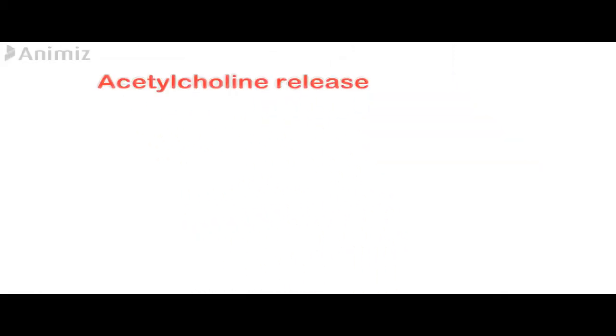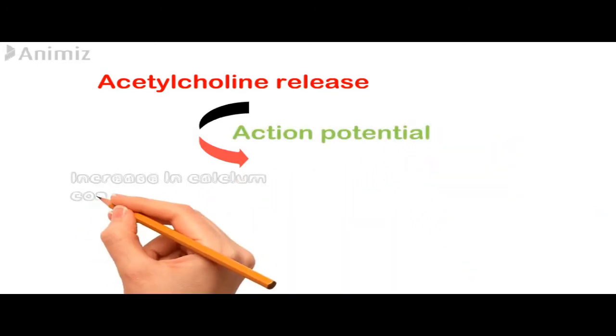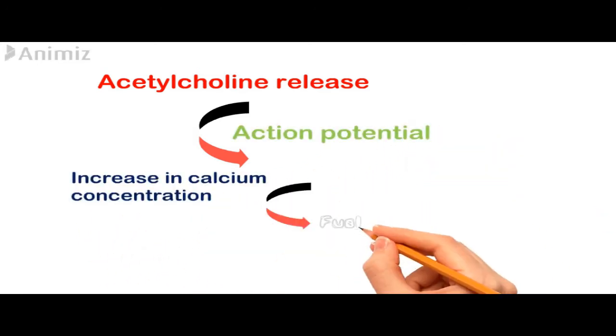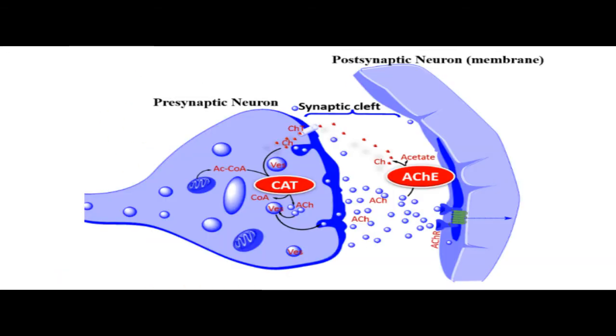(3) Release. When an action potential propagated by voltage-sensitive sodium channels arrives at a nerve ending, voltage-sensitive calcium channels on the presynaptic membrane open, causing an increase in the concentration of intracellular calcium. Elevated calcium levels promote the fusion of synaptic vesicles with the cell membrane, and the release of their contents into the synaptic space. This release can be blocked by botulinum toxin.